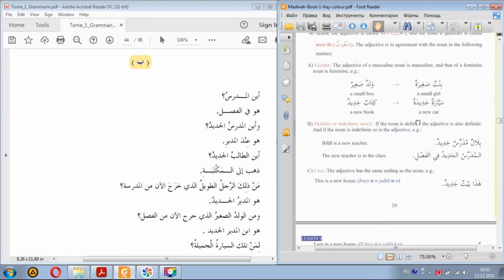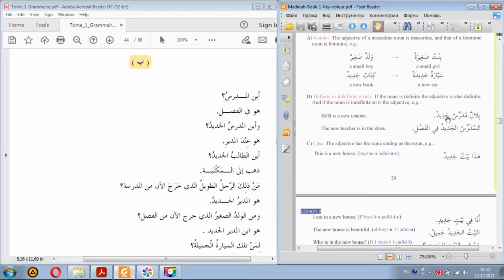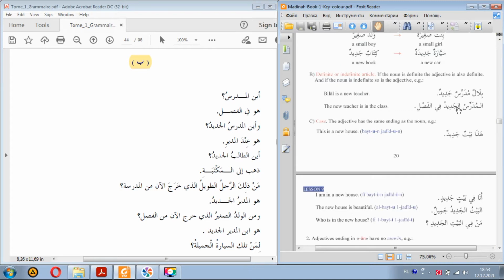Secondly, they are in agreement with each other whether it's definite or indefinite. For example, in this sentence, mudarrisun is indefinite, and therefore its na'at, or its adjective, is also indefinite. But in the second sentence, it's quite the opposite. Al-mudarris is definite, and therefore its adjective is also definite.